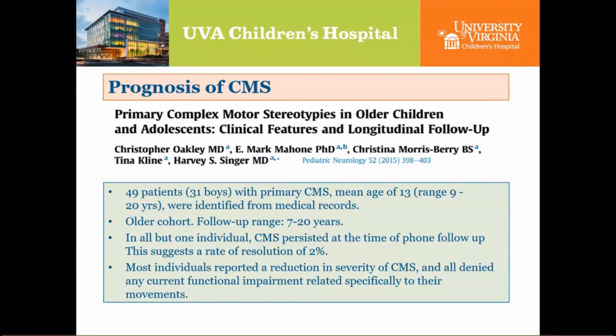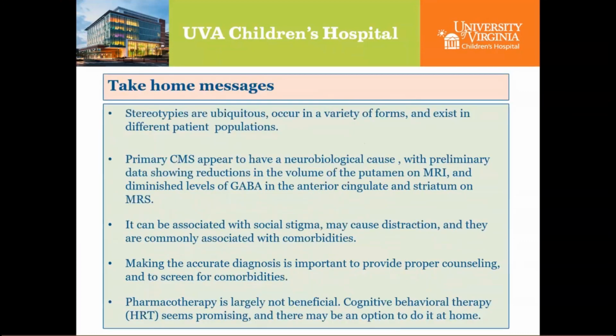So stereotypies are ubiquitous. They occur in a variety of forms and exist in different patient populations. Primary complex motor stereotypies appear to have a neurobiological cause, with preliminary data showing reductions in the volume of putamen on MRI and diminished levels of GABA in the anterior cingulate and striatum on magnetic resonance spectroscopy.